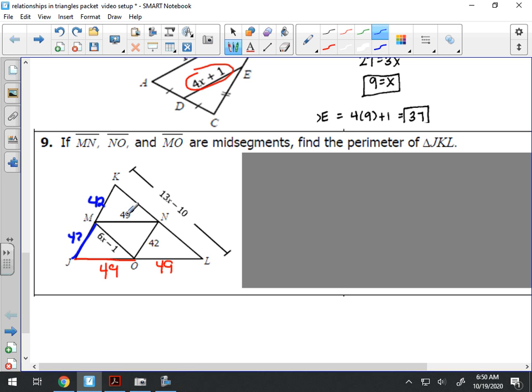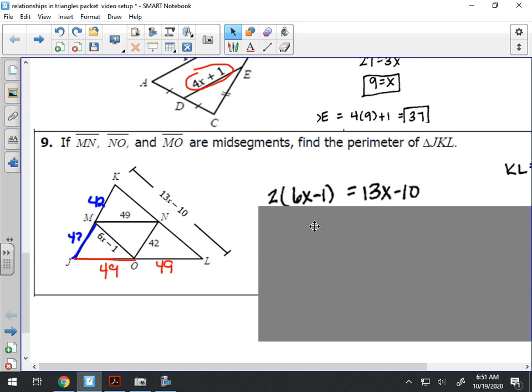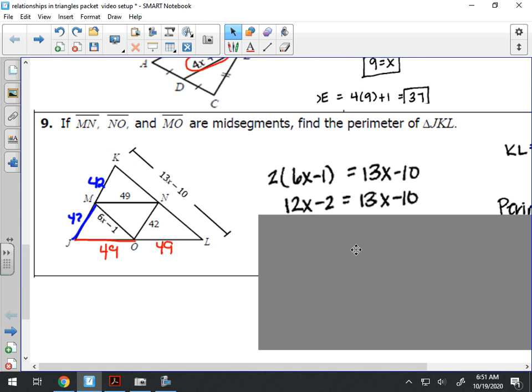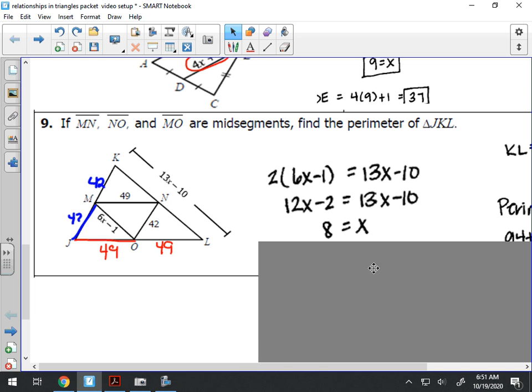So now I'm going to do my algebra parts to find KL. So I need x. KL is represented by 13x minus 10. So once I find x, I can throw it right here and say 13 times it minus 10, and I'll find the length of this big one. So here's the midsegment that's parallel to it. Mathematically, we just double this one, 6x minus 1, and we multiply it by 2. There's me putting a 2 in front of it and doubling it, and making it equal to 13x minus 10. Do some math, I get x equals 8.